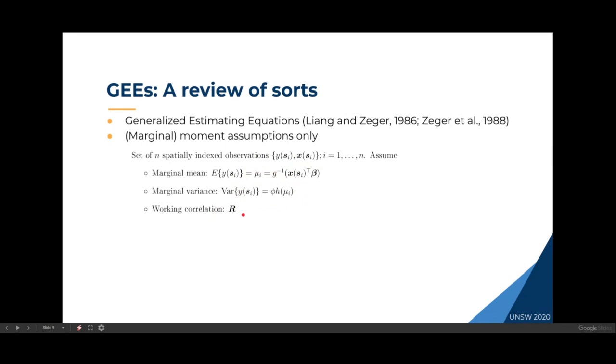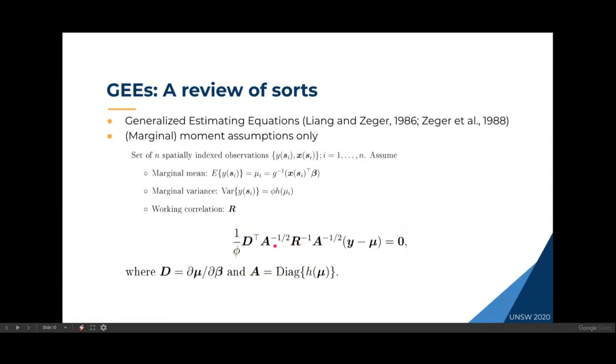And then based on this, I guess, a GEE, and so it looks like this quantity here. So 1 on phi is my nuisance or my scale parameter. D is equal to d mu d beta. A is that diagonal matrix of the variance functions, and I've got the working correlation, A minus a half, Y minus mu equals 0. And so I essentially solve this GEE to get my estimates of the regression coefficients beta.